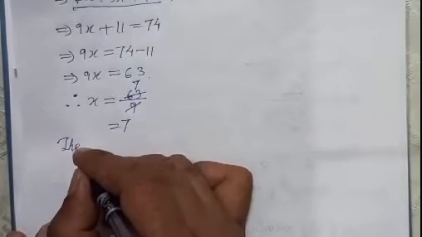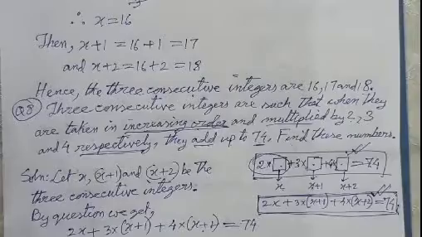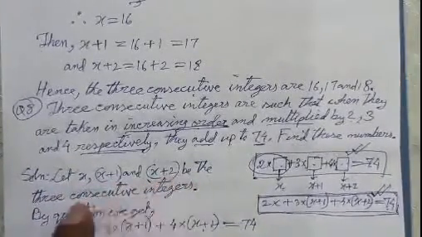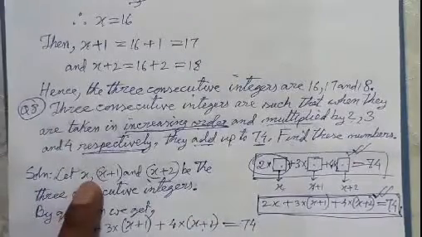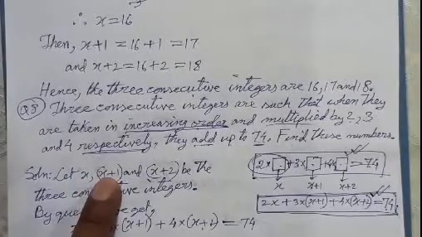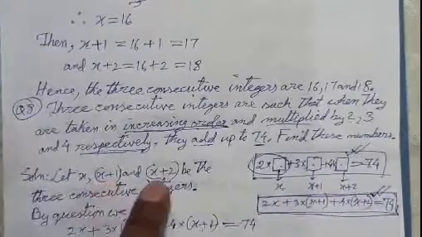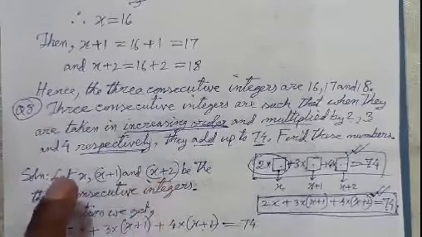Then here you see that x, x plus 1 and x plus 2 are the three consecutive integers. We have to find out the three consecutive integers. We are getting x as 7. Now we have to find out x plus 1. That means 7 plus 1. Then x plus 1 will be 8. Next is we have to find out x plus 2. Since x is 7, 7 plus 2 is 9. So we are getting 7, 8, and 9.